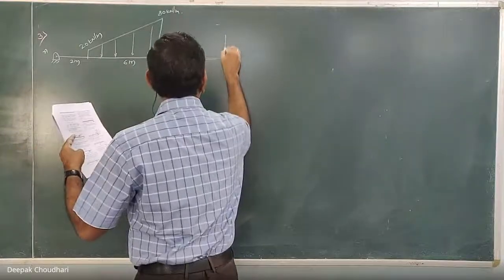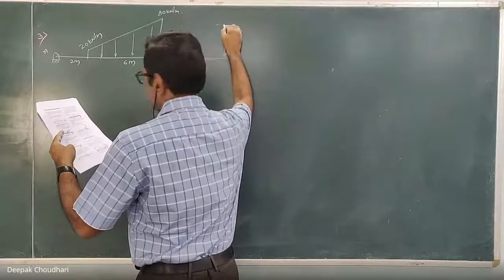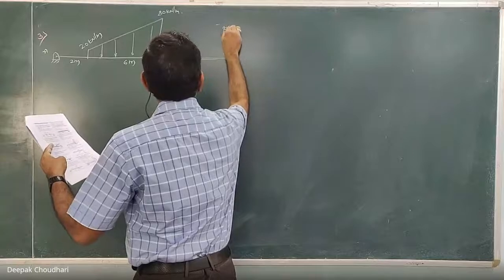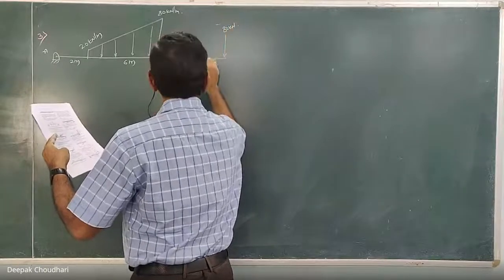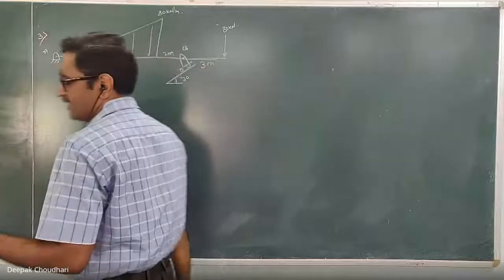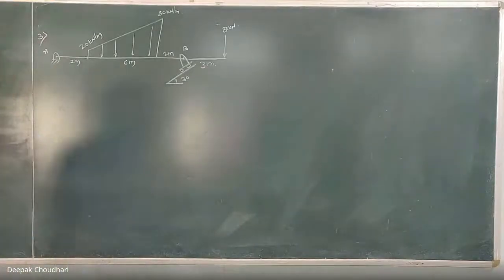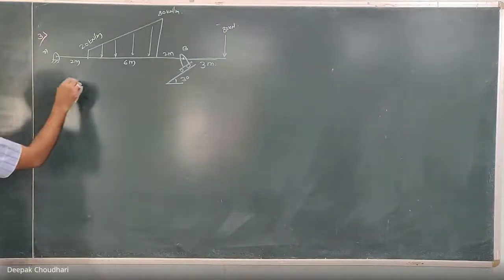Here, and this is 60 kilonewton, sorry, 80 kilonewton at a distance of 3 meter from B. Here, for this loading, you have to calculate the support reactions at A and B. What is the first step? The first step is to draw the free body diagram.